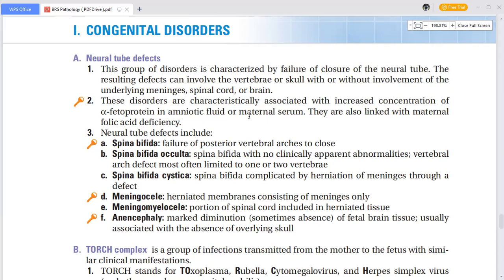So a portion of the spinal cord is included in the herniated tissue. In short, the difference between meningocele and meningomyelocele is that meningocele only comprises meninges, while meningomyelocele has meninges and part of the spinal cord in the herniated tissue. When we say herniated, it means it is forming an outpouching through an abnormal opening.